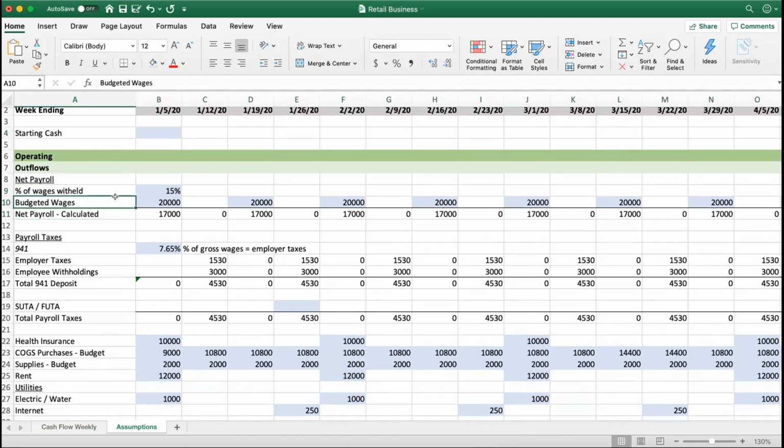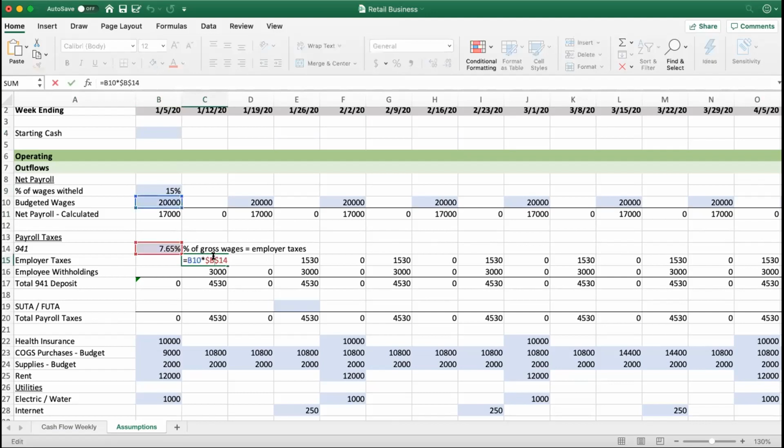We have already projected out for the year, or perhaps you're doing this on the fly if you're working with a client who doesn't have a budget, but you can start with actuals. We think we're going to be paying out about $20,000 every 2 weeks in just gross wages. Well, 15% of that is our estimate of what's generally withheld from that, because that's got a different cash flow timeline. And so you can see where I've used formulas for the portion of employers' taxes, and then the portion of the employee withholdings, and so on.